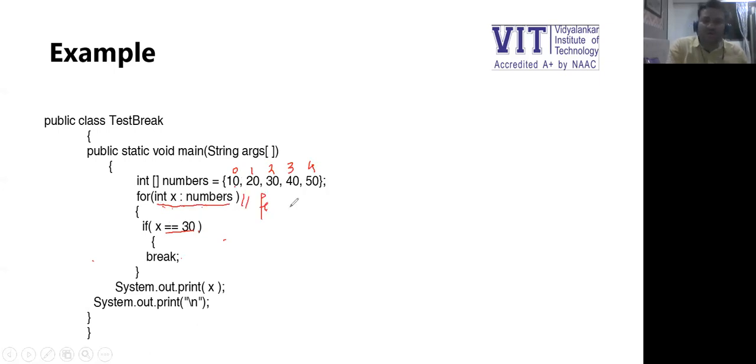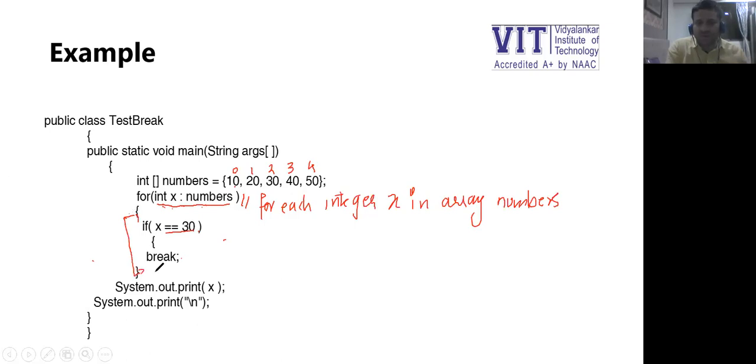For each integer x in array numbers, this is how it reads. It checks. The first integer is 10. Is it equal to 30? No, nothing. So the loop gets executed repeatedly. Then x is 20. Is it equal to 30? No. Break will not get executed.